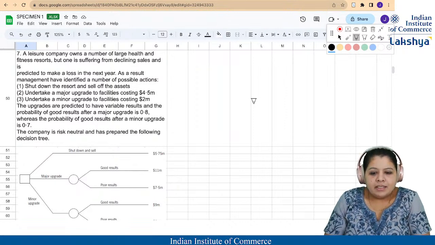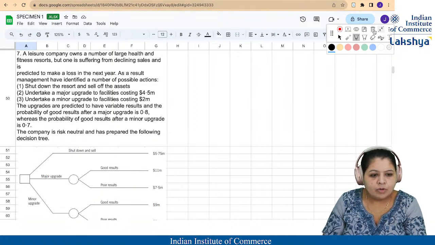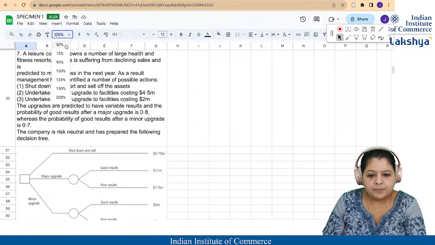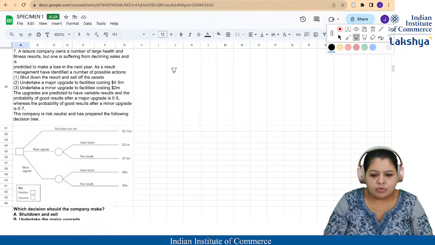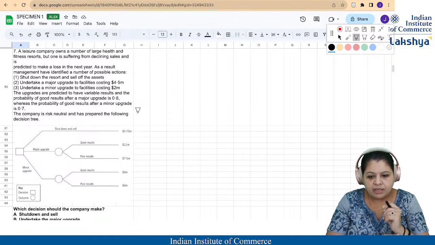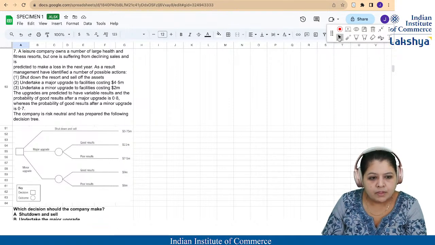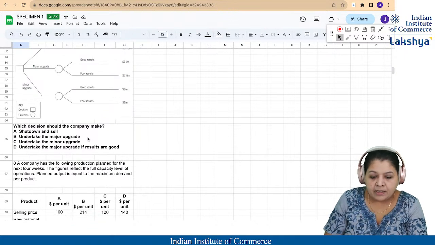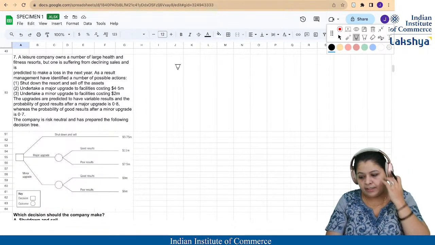The company is risk neutral and has the following data that they have prepared. I'm just going to make this a little smaller so you can see it properly. They have already made their decisions of what they want to do with it. And what are we supposed to do? Which decision should the company take: shut down and sell, undertake the major upgrade, undertake the minor upgrade, or undertake the major upgrade if the results are good. So these are certain things that the company needs to figure out.